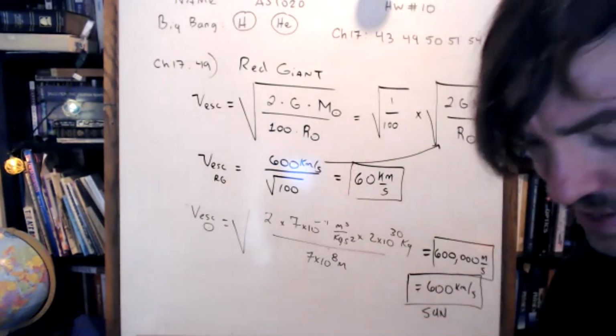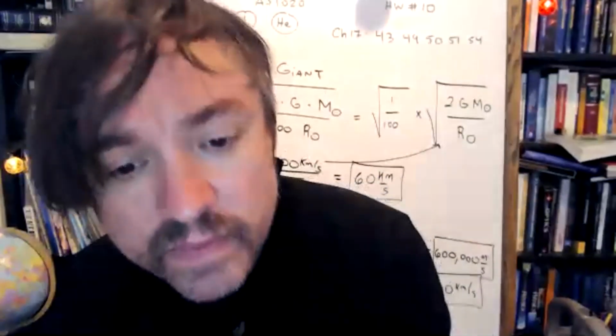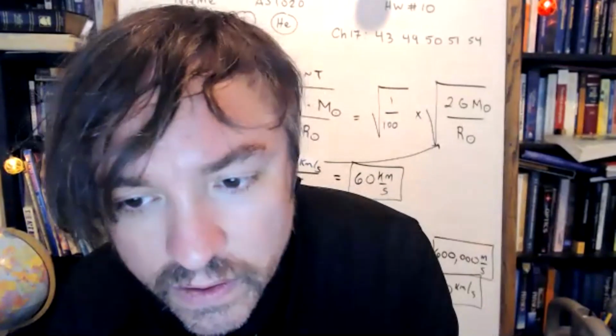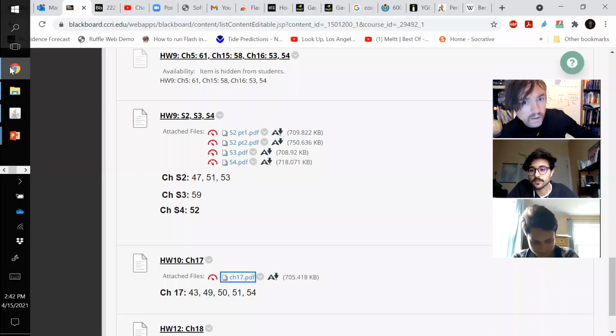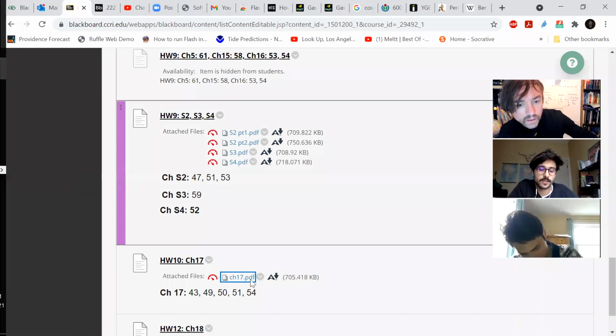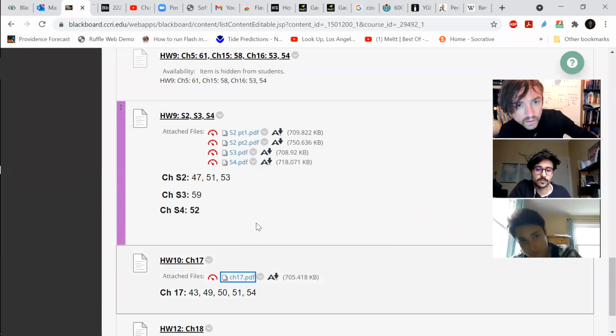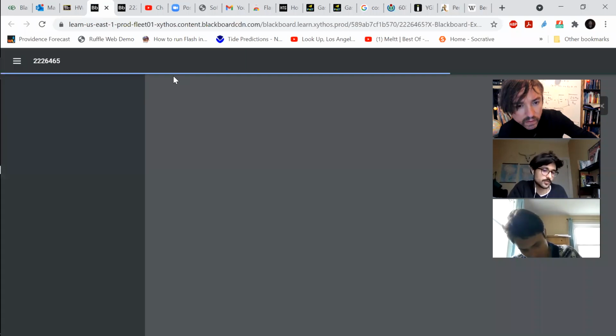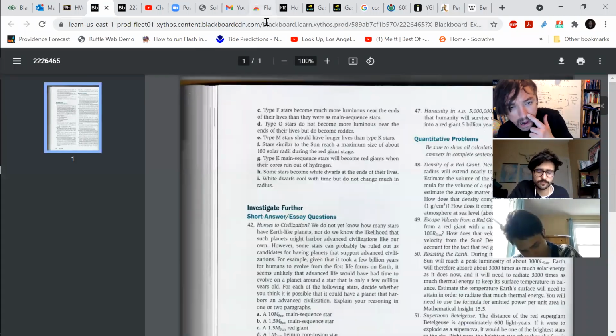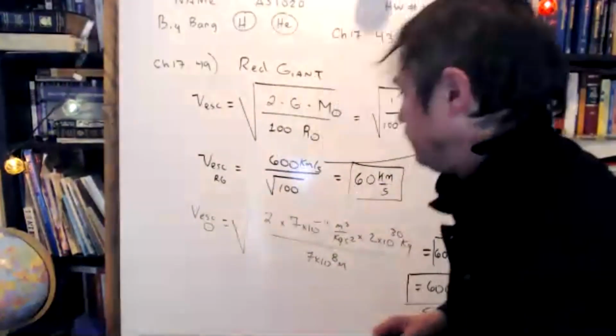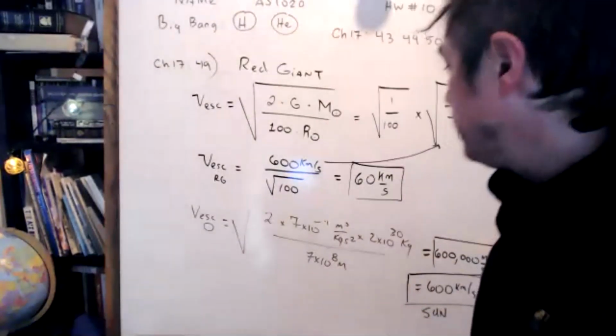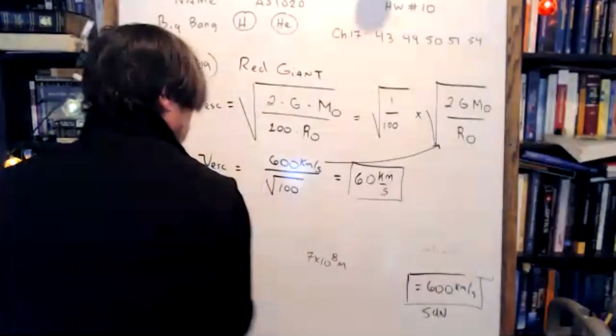Did they ask for an explanation? How did they word that question? They asked how the result helps to account for the fact that red giants have stellar winds. All right, so let's add one sentence, no more.